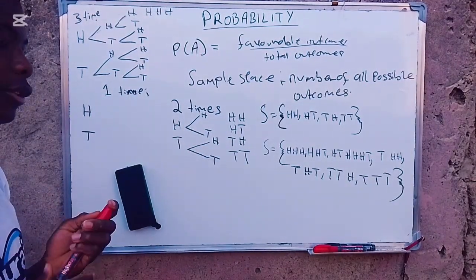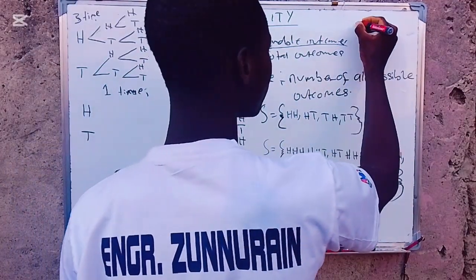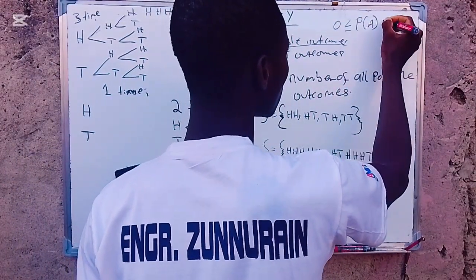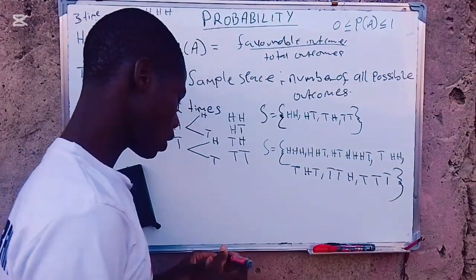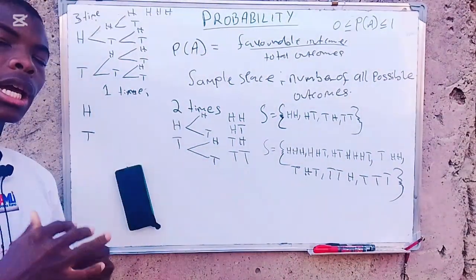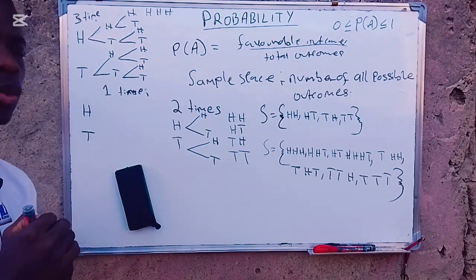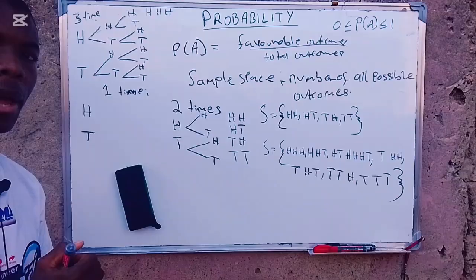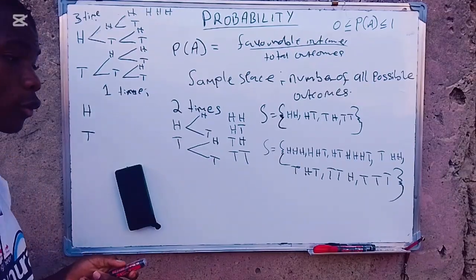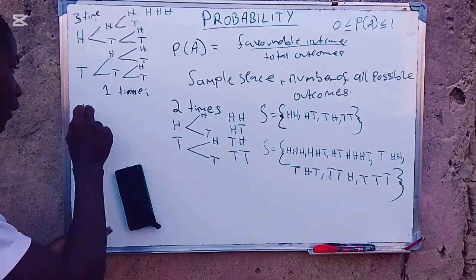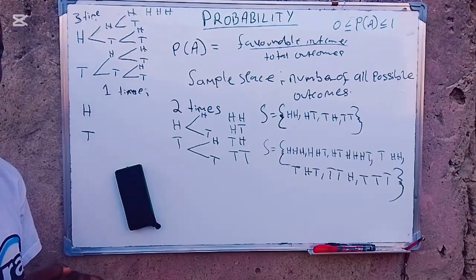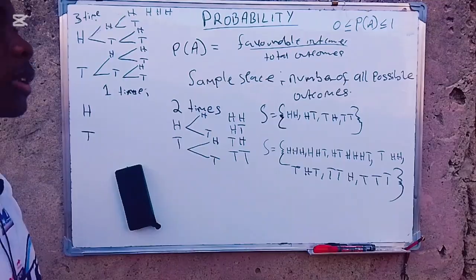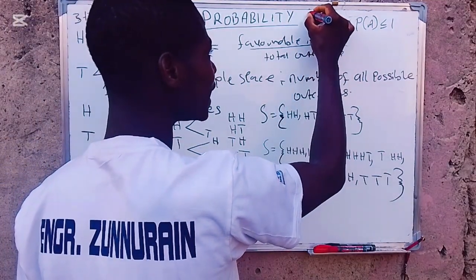There is one thing that I need you to know. The probability of any event is between 0 and 1. What I mean is that if we take a look at this coin that we are flipping, either one time, two times, or three times, we all know that if we flip the coin, we'll have head and tail. So the probability of any event is between 0 and 1. The probability of 0 is that it can never happen.